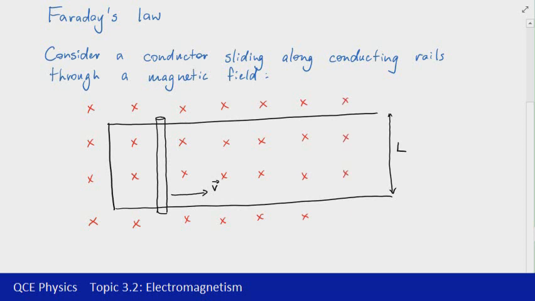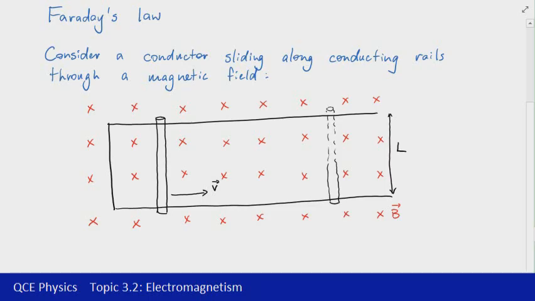So that's the starting point that we're going to look at, and we need to consider what happens when that conductor has moved to the right at some later point in time. So it might be positioned, say, over here somewhere. I'll draw that in as a bit of a dashed line to represent the location of that conductor.